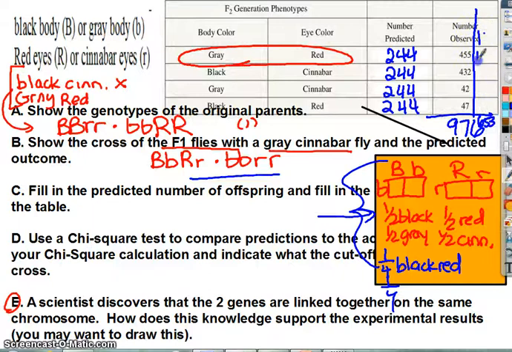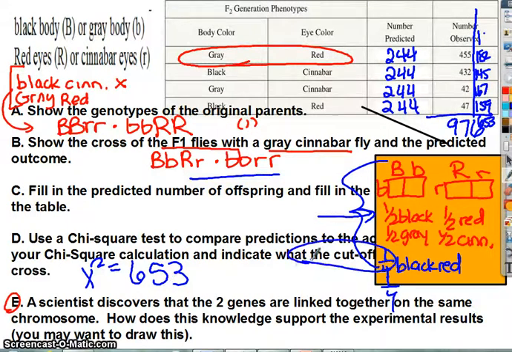You get 182, 145, 167, 159. So your chi-square actually comes out to be, give or take, around 653. I also asked in the question for you to give what the cutoff would be. Some people just totally forgot to do that, and that was an easy point.